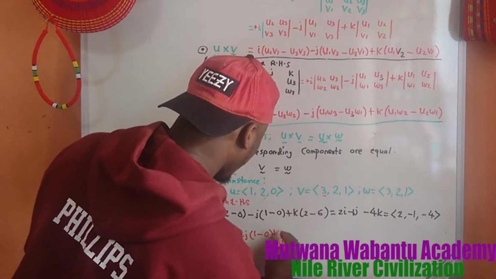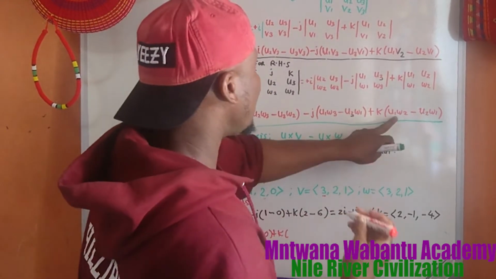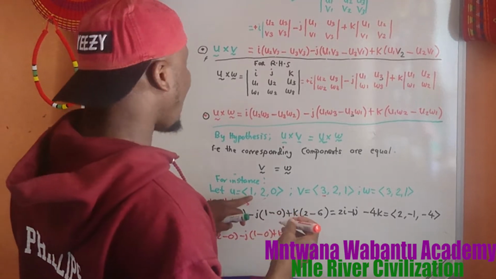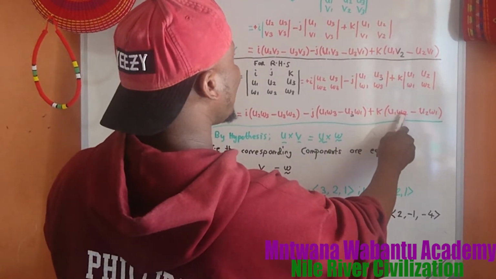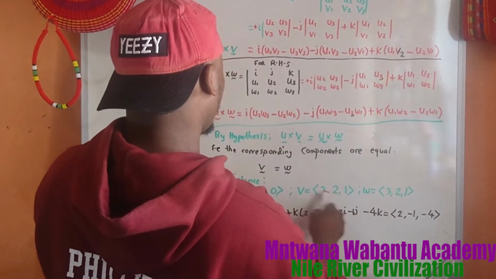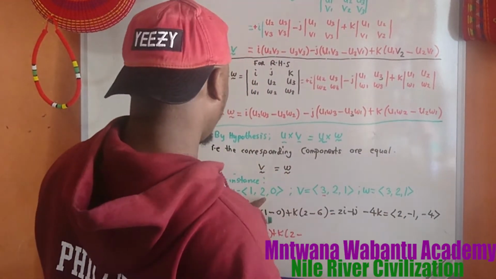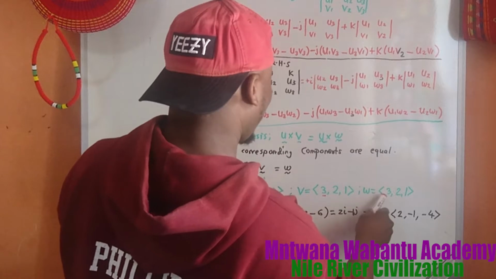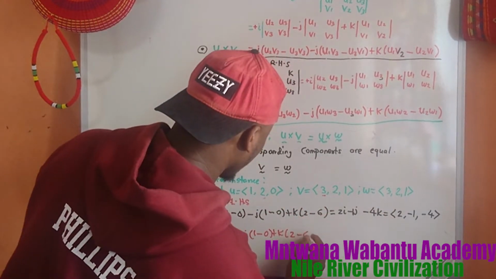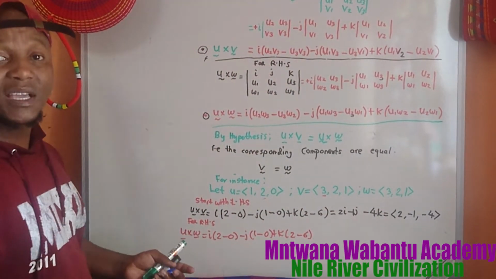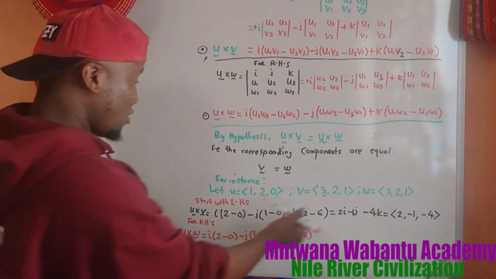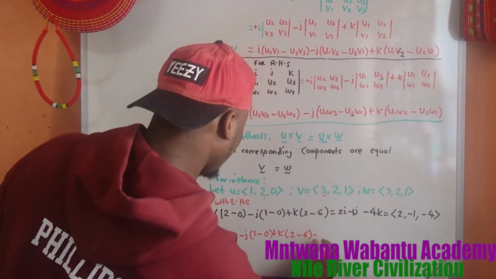Okay, now we go for the last one. So this is going to be k. Now u1 equal to 1, of course, multiplied by w2. What is w2? Equals 2, so 1 times 2 equals 2. Then we minus u2. Our u2 equals 2, multiplied by w1 equal to 3, equals 6. So you see, it gives us the same thing, just like how we did on the previous one.